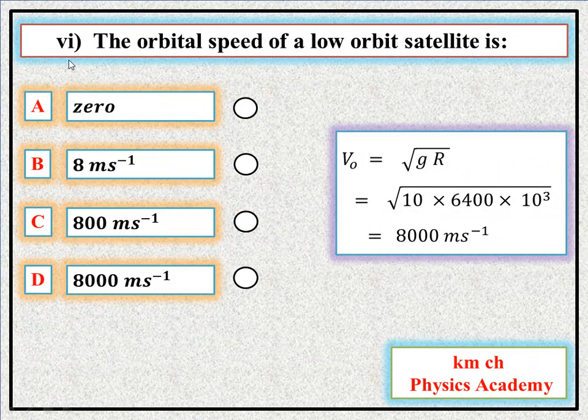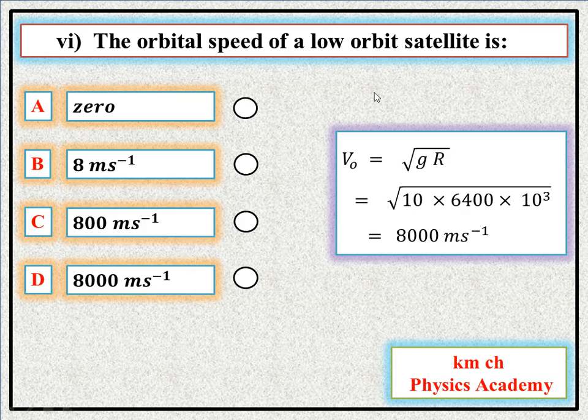Question number 6. The orbital speed of a low orbit satellite is. Option A 0, option B 8 meter per second, option C 800 meter per second and option D is 8000 meter per second.